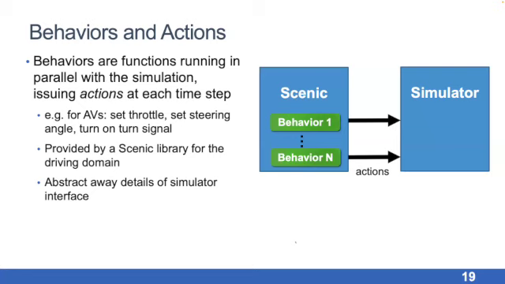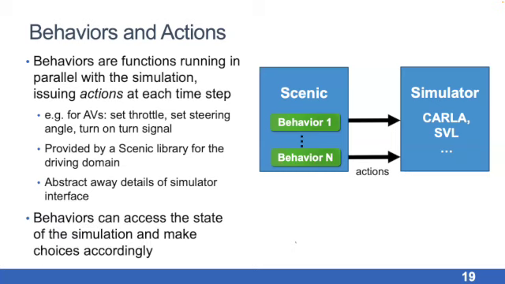And the idea of doing this is then we abstract away the details of the simulator interface. So you can write your scenario in a way that doesn't know about the exact API of whatever simulator you're using. For example, the driving library we have supports Carla, also this older simulator from LG, SVL, and you could write interfaces to other driving simulators as well. And then behaviors in turn can access the changing state of the simulation to make choices. So we read back from the simulator the state of the world every time step. So the positions and velocities of everything gets updated, and then the behaviors get a chance in the next time step to decide what they want to do.